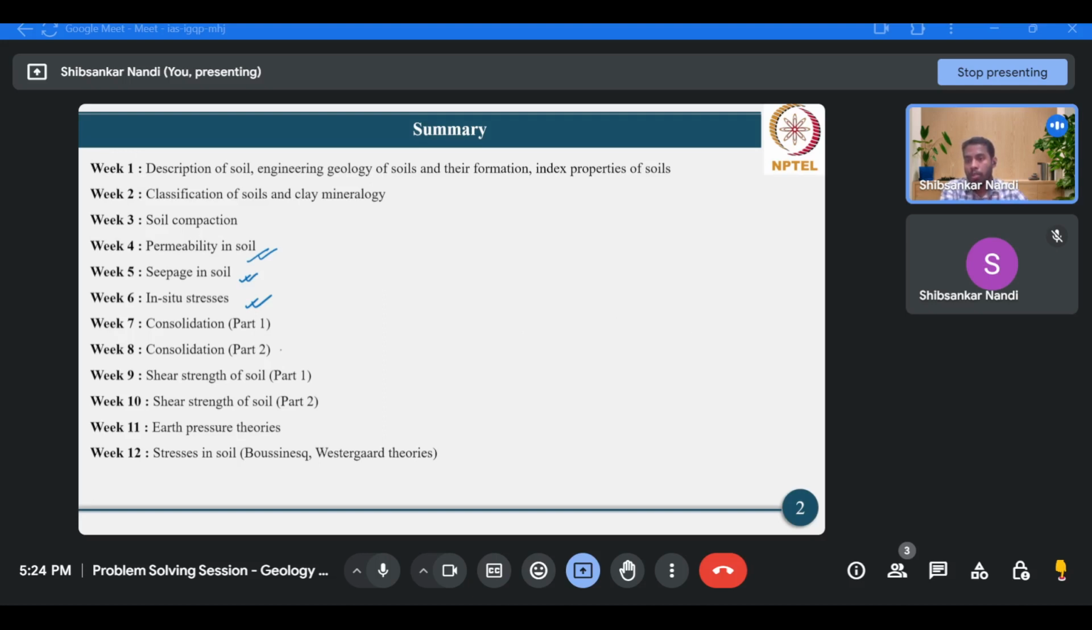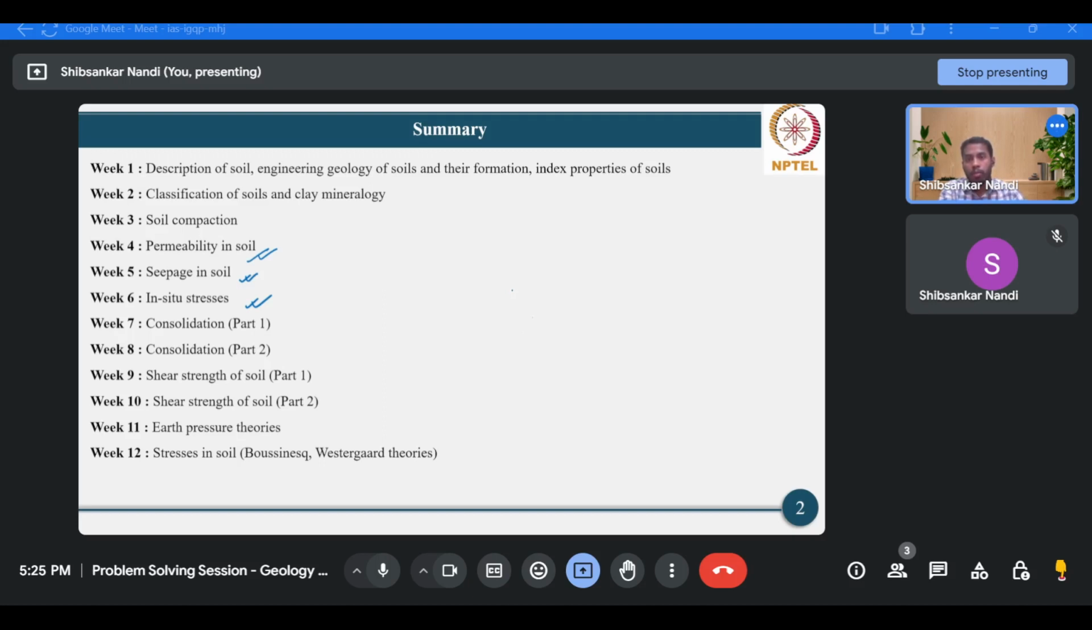Now after consolidation we have learned the shear strength of soil. The shear strength of soil is basically defined by the linear Mohr-Coulomb yield envelope. The equation of this envelope is tau equals c plus sigma n tan phi. Here phi and c are the shear strength parameters, and the objective was to determine these parameters. There are different laboratory tests available by which you can determine these parameters under different conditions. Different conditions here means the condition of the drainage valve.